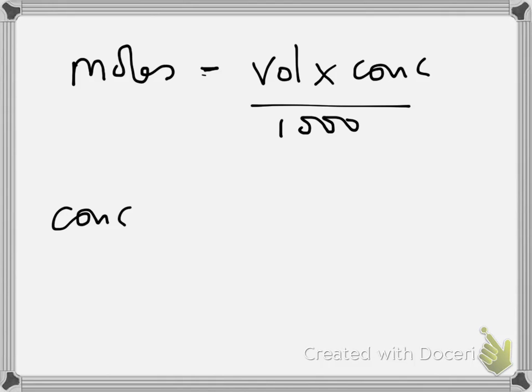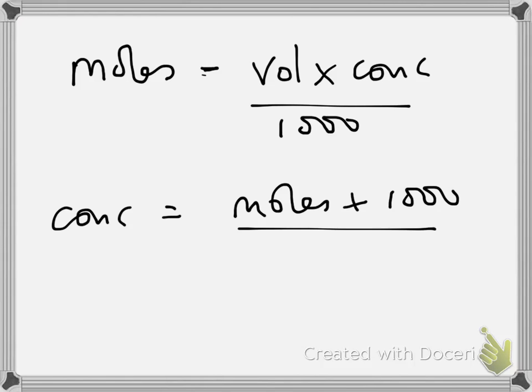If, for example, we want to work out concentration, how would we rearrange the equation? We get concentration equals 1,000 times moles over volume. Good. So you just rearrange the equation: moles times 1,000 divided by volume.